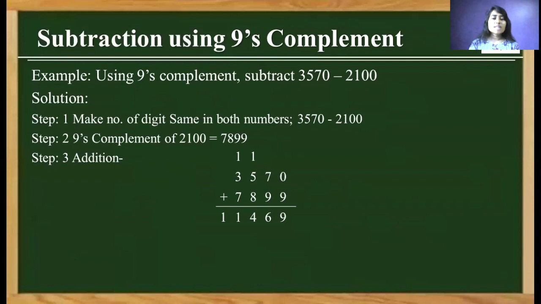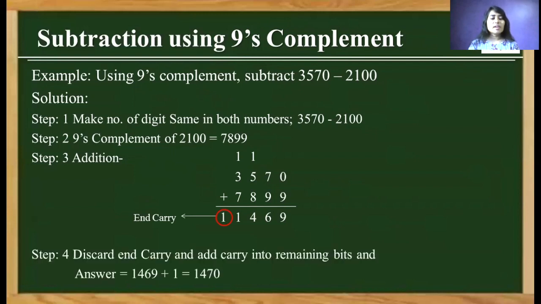So here is decimal addition and we have an end carry. This end carry is removed from there and added to the remaining bits. So we have a correct answer, 1470. So this is how we can perform 9's complement subtraction.